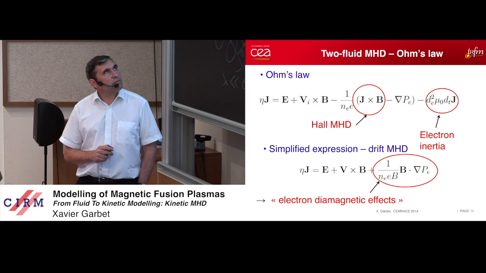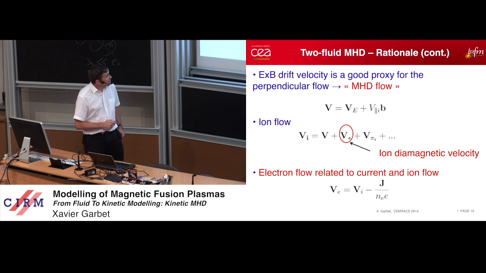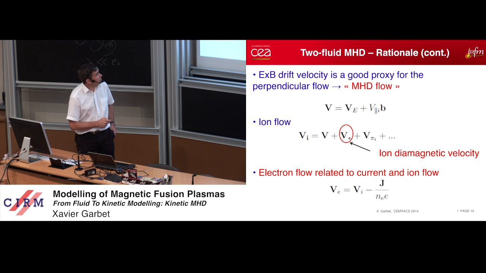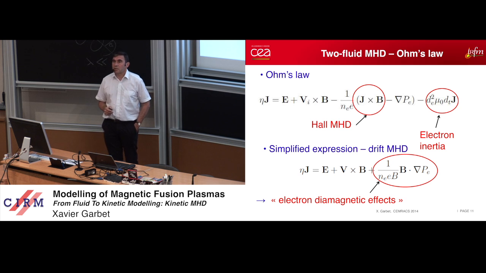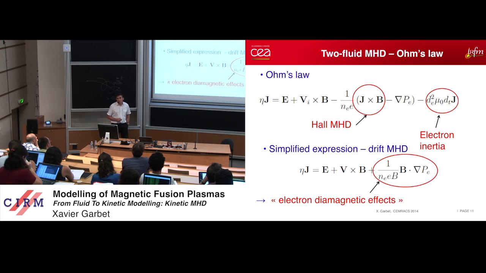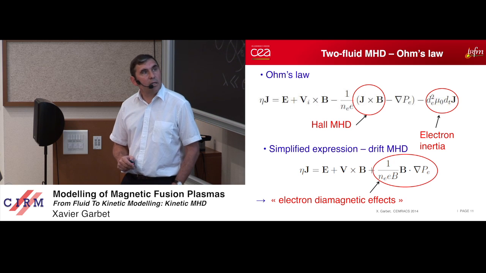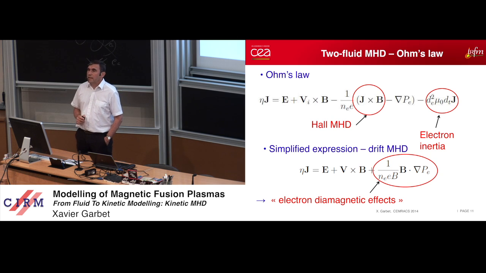You can move to simplified expression using the drift, which is called drift MHD, by using this kind of expansion here. And if you do that, that is, if you extract the ion velocity, right, using this expression here, and the expression of the diamagnetic velocity, which was given before, you arrive to something which is much simpler and actually very close to the usual resistive MHD. So basically, this is what we used implicitly in single MHD, so E plus V cross B. And here you will find a correction which contains the so-called electron diamagnetic effects.